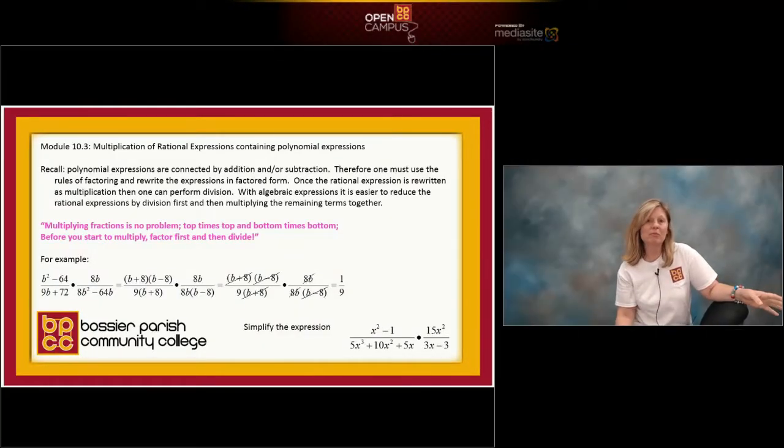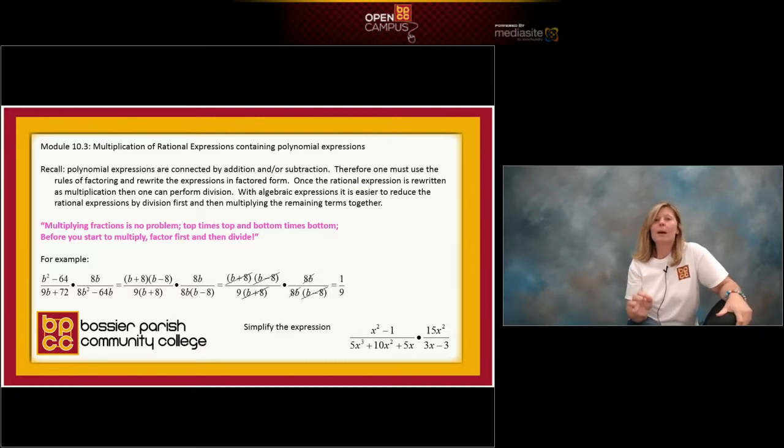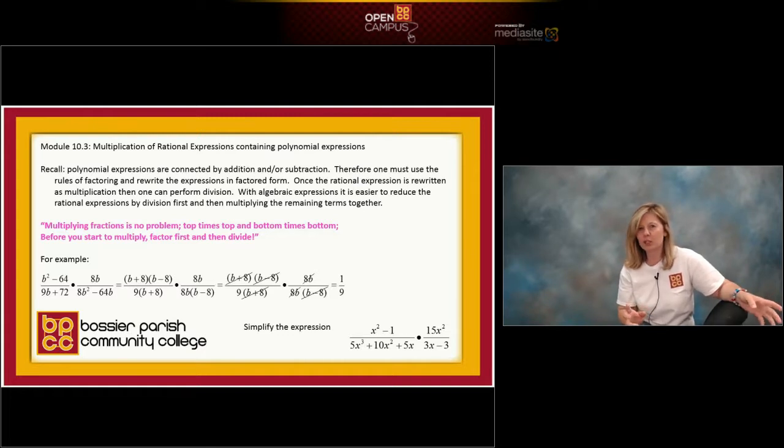All right, now that we've multiplied rational expressions with monomials, now we've got to go and do multiplying with polynomial expressions. Now, remember your definitions. Polynomial means the sum of many monomials. So if we're going to be working now with polynomial expressions, they're going to be connected with addition and subtraction. And we've already discussed this. You cannot do division if you're connected by addition and subtraction. You can only do division when your terms are connected by multiplication. So how are we going to fix that? Oh, now it's starting to come together.